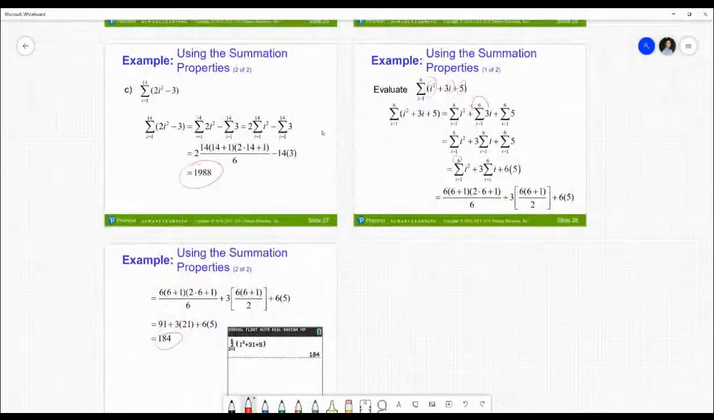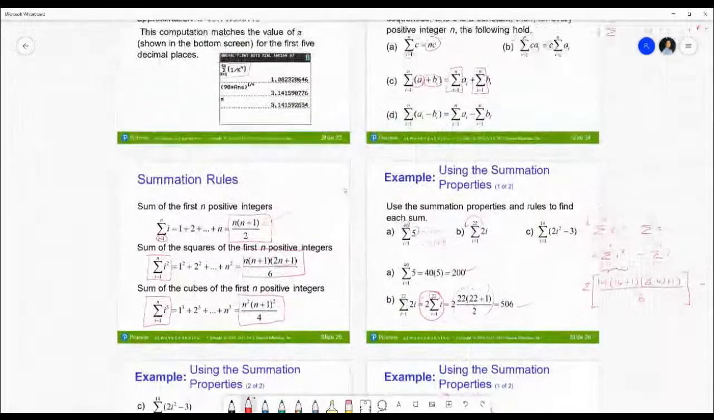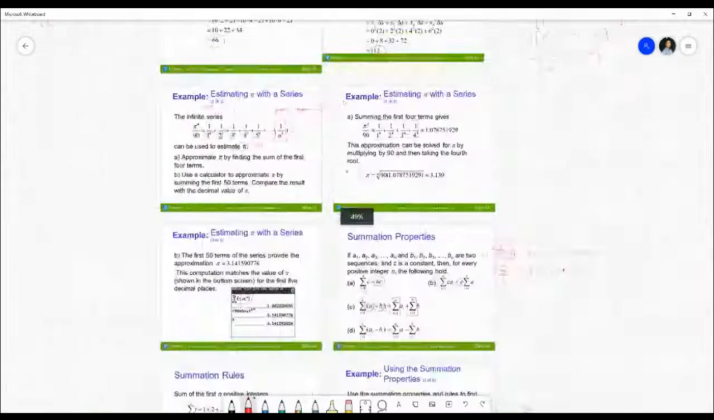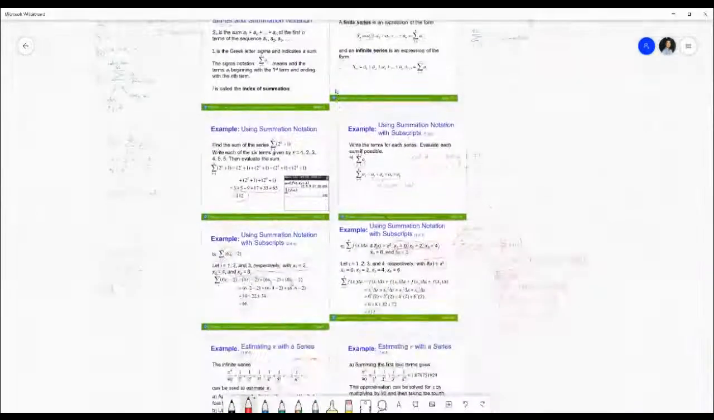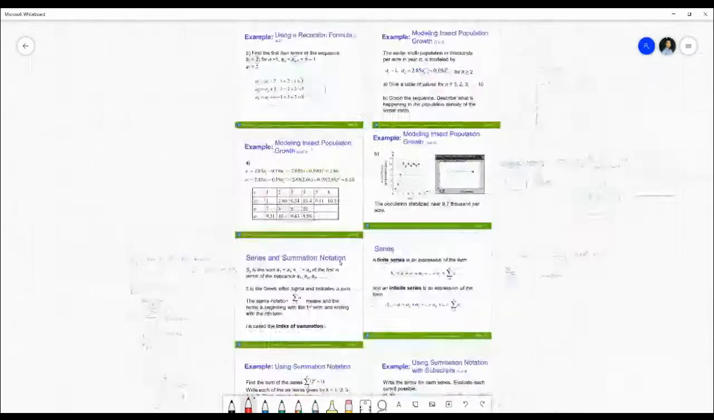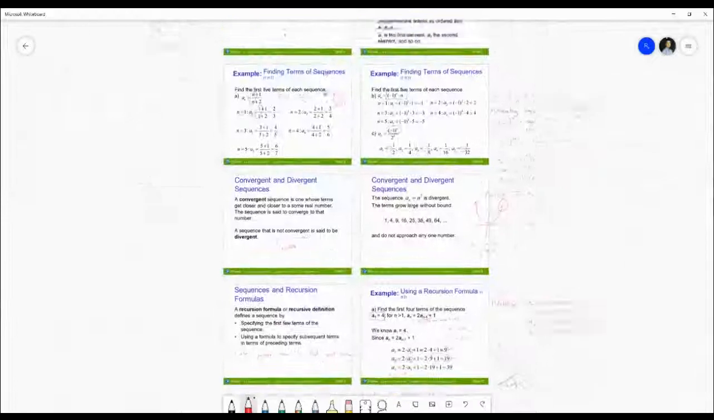Okay, so this section is fairly easy. All you have to do is memorize these formulas here, and I think that's the main formula. Oh, this is just notation. It's just a very straightforward section.